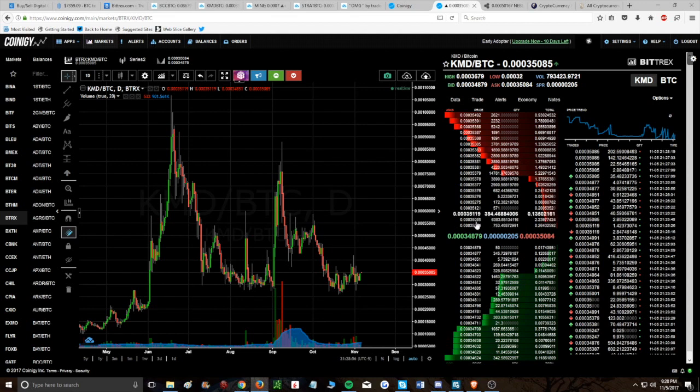So this guy bought this first, or he bought higher. He bought it at 35085. He actually bought higher. So that's the green, and the red is somebody selling on the bid, which is down here.